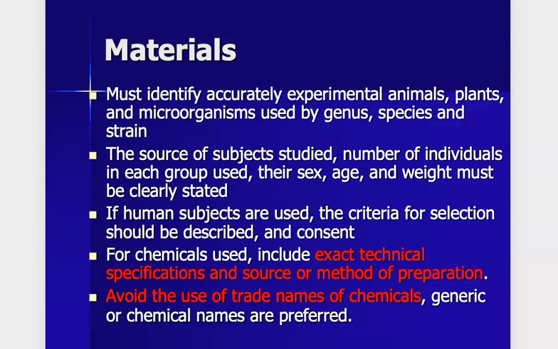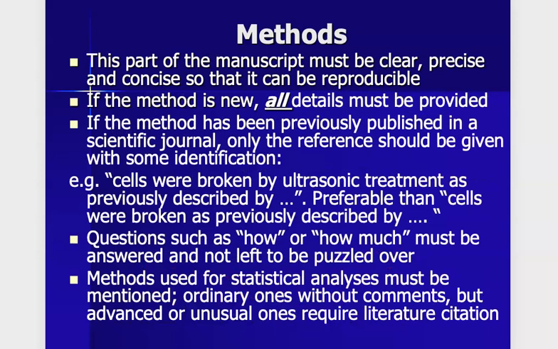For chemical use, include exact technical specifications and source or method of preparation. Avoid the use of trade names of chemicals; generic or chemical names are preferred. This part of the manuscript should be clear, precise, and concise so that it can be reproduced.